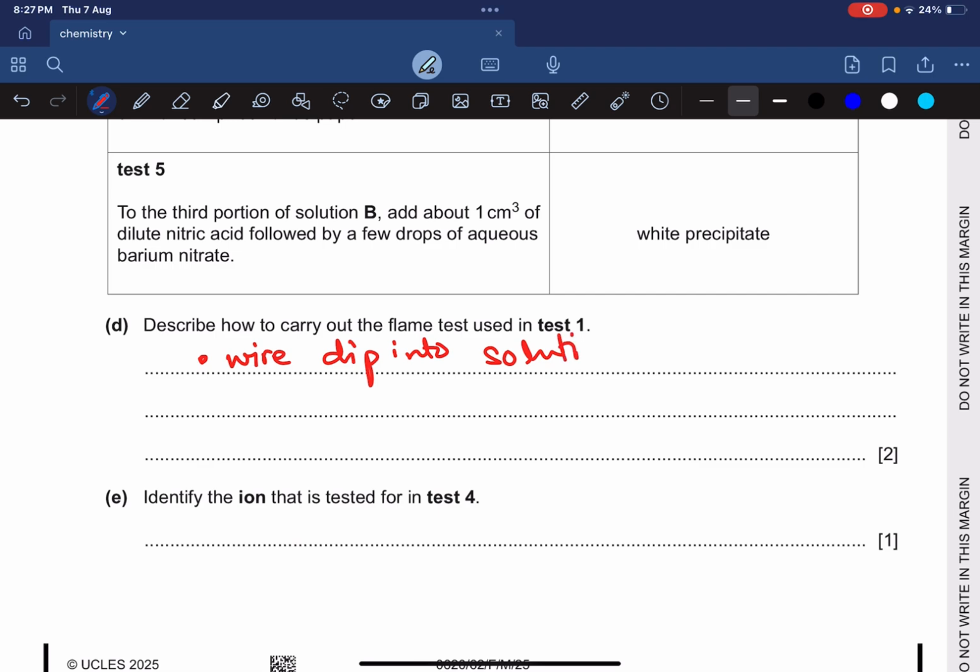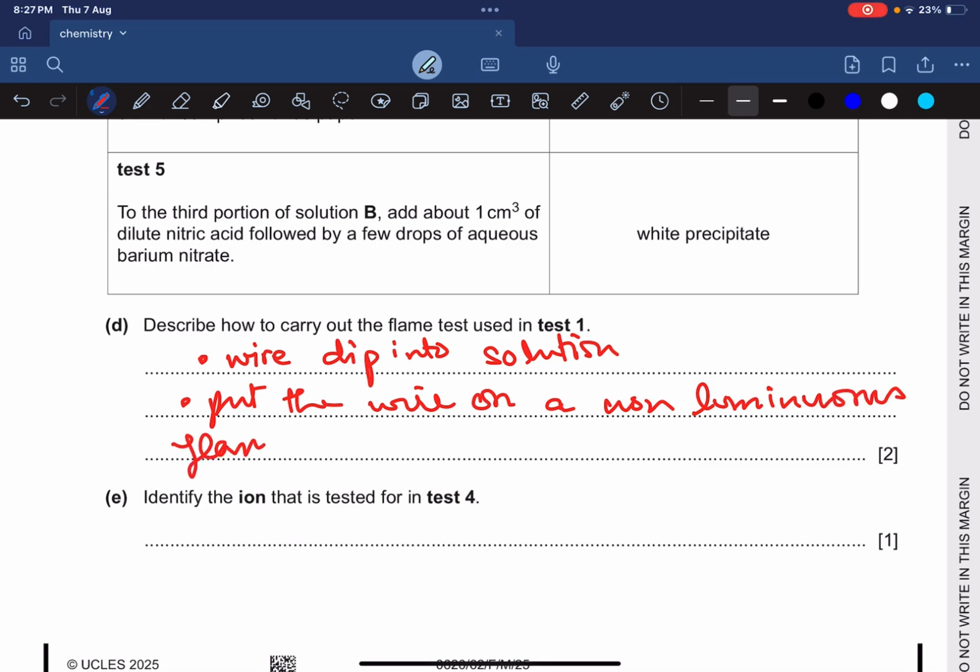Then you just put the wire on a non-luminous flame. What is a non-luminous flame? It is a blue flame. Basically, you might have seen yellow flames and blue flames.